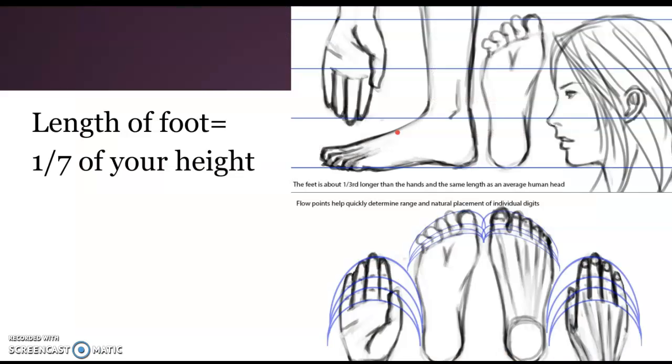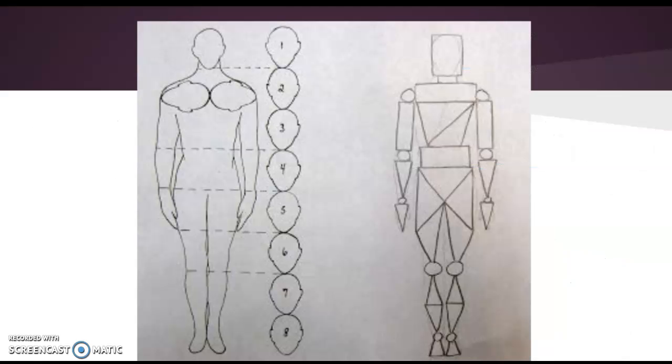Another interesting proportion of your body is that the length of your foot is about the same size as your head. And your foot is about 1/7 of your height, and therefore your head is about 1/7 to 1/8 of your height. So overall, you are 7 to 8 heads tall.